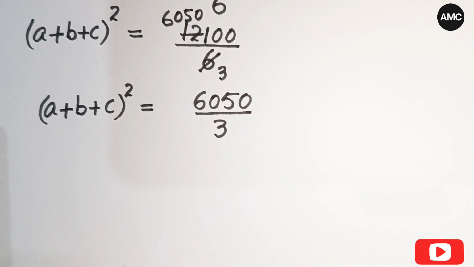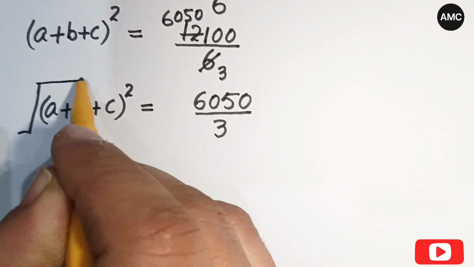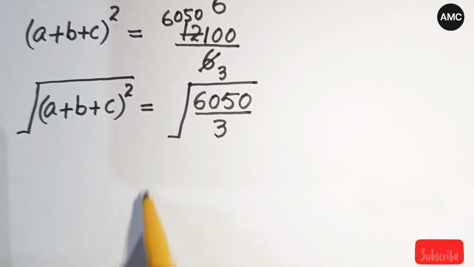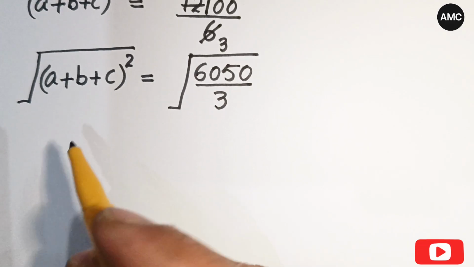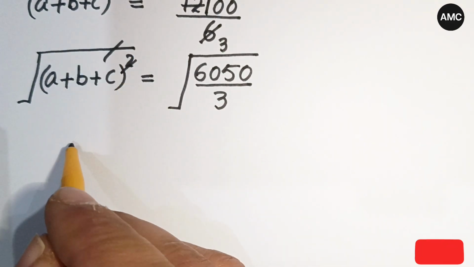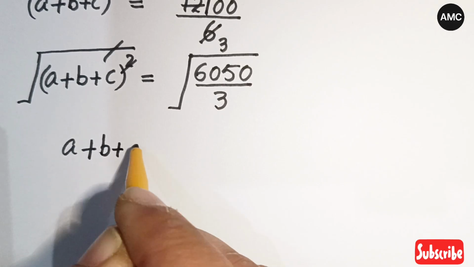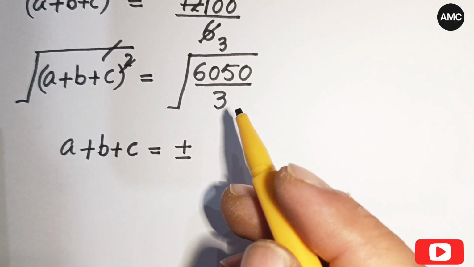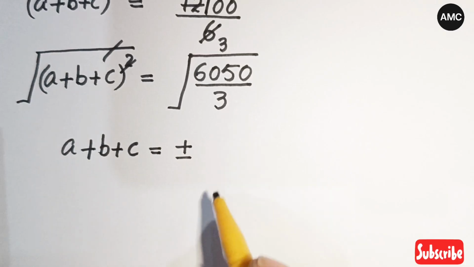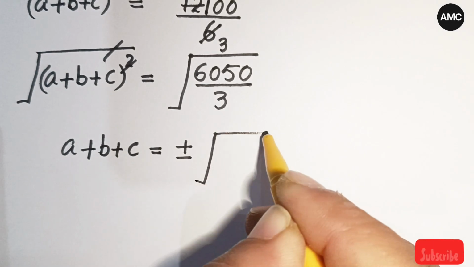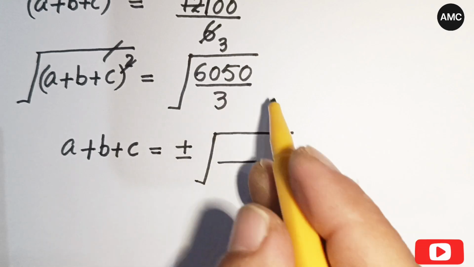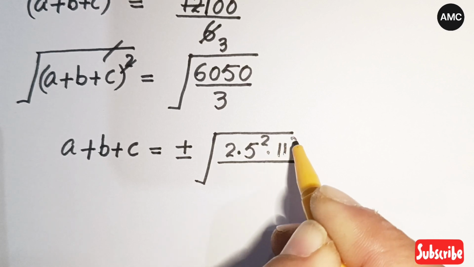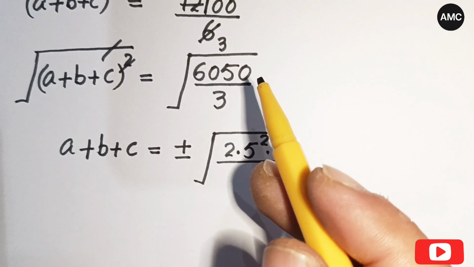Now if we take the square root on both sides, we can easily find the value of A + B + C, as given in our problem. We have to find the value of A + B + C. So here the squares cancel out with the square root. We have A + B + C is equal to plus or minus the square root of 6050 over 3. We can write 6050 as 2 times 5 squared times 11 squared, all over 3.